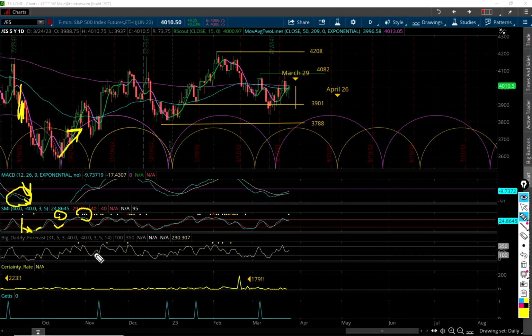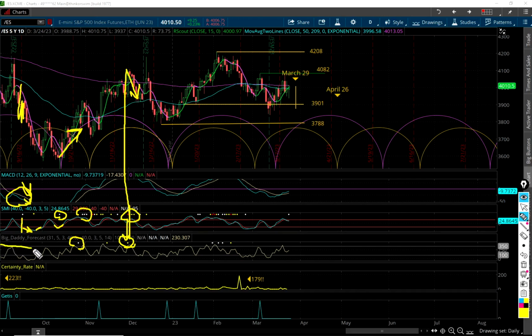Now, when you get divergence at peaks, if you see it happening on the Big Daddy together at the same time, which these are not, these are not at the same time. These are happening at the same time. So what's going on there? Yeah, pretty good stuff. Bam.